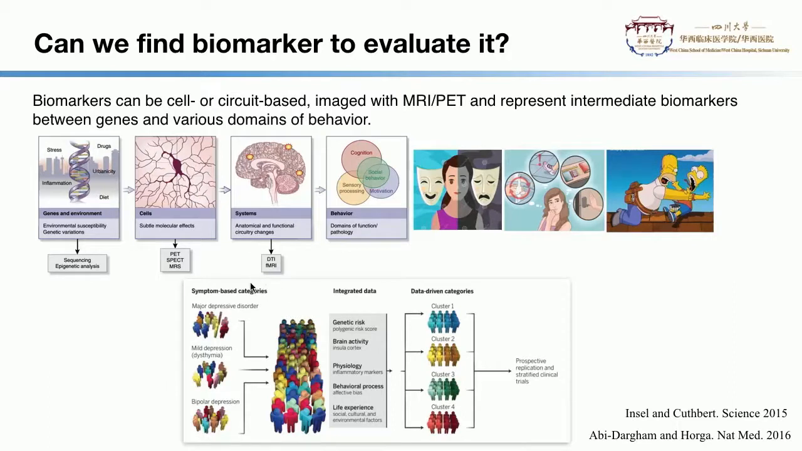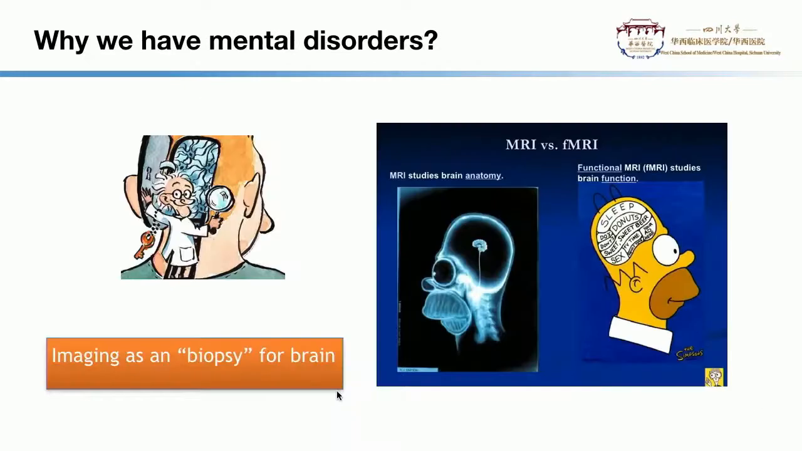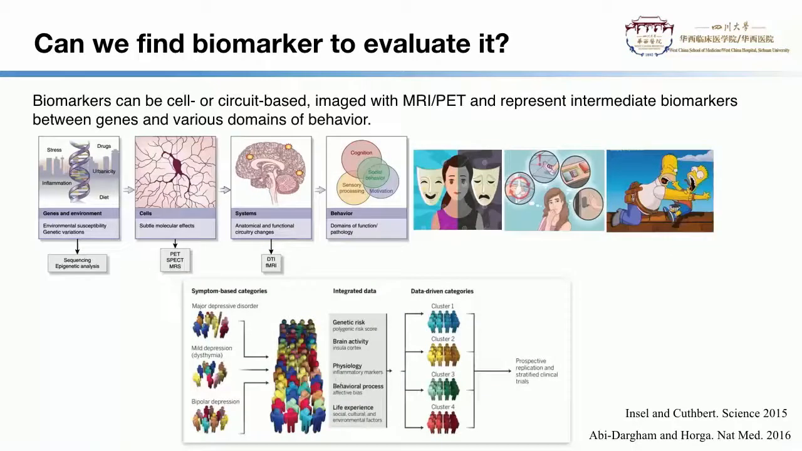There is also another issue raised in a Science article in 2015, which argues that the symptom-based categories of mental disorders need to move to data-driven categories. And in the integrated data, we can also say that brain activity is just a part of the data we need. There is another, from genetics to life experience.